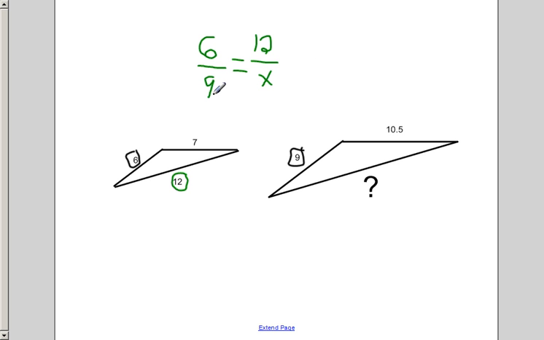And now here you can cross multiply and solve for x, or you could just see here that 6 times 2 is 12, so 9 times 2 would be 18. So x equals 18. And that makes sense because 18 divided by 12 is 1.5, just like the ratio of these other pairs of sides.